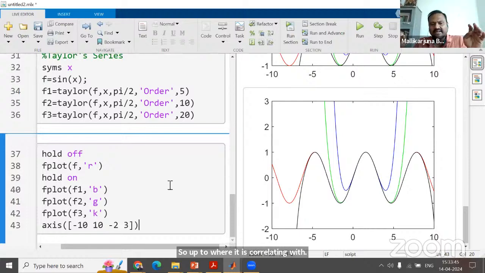10th order is the green. So compared to fifth order, it is giving the sine function more. The black is giving more than the previous.